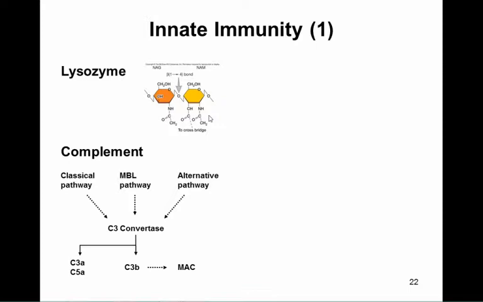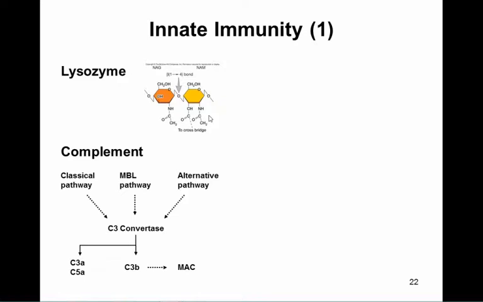So C3 convertase is going to cut C3 into two components, C3a and C3b. Okay, C3a and C5a, these are chemotactic proteins. They're soluble, they'll be released, they attract neutrophils. So they're going to attract cells to the site of the infection. So that's one important function of complement.